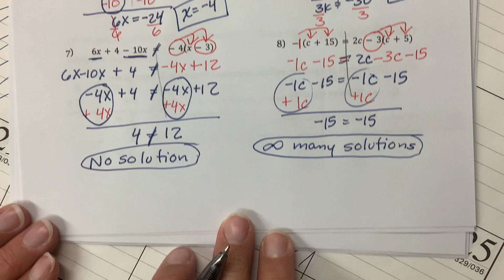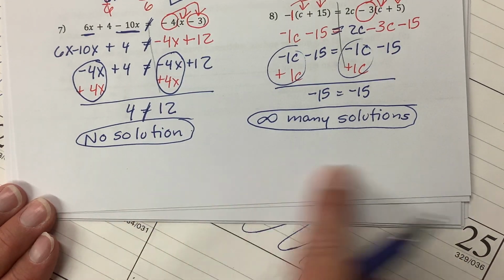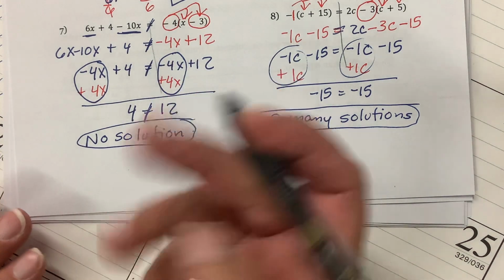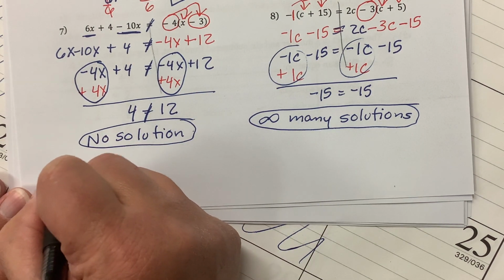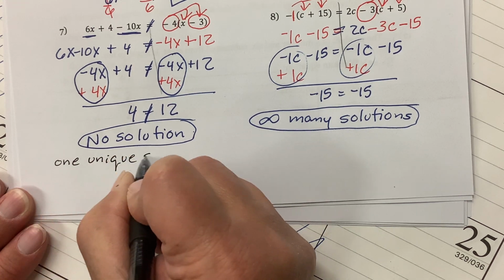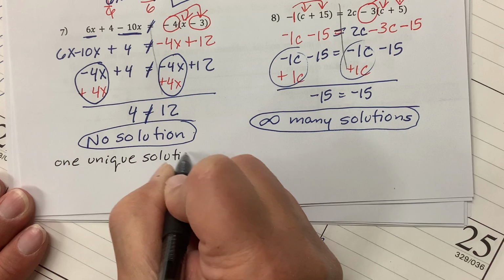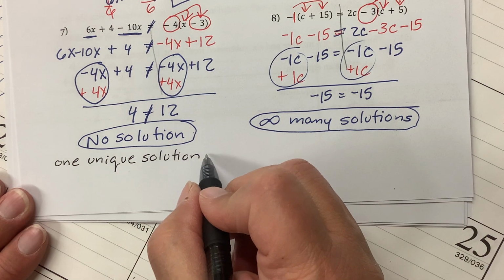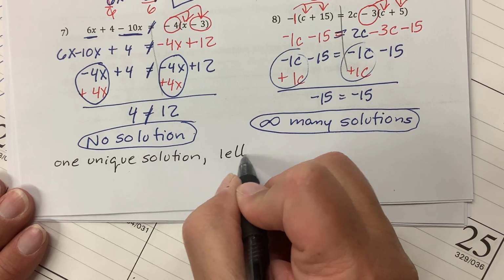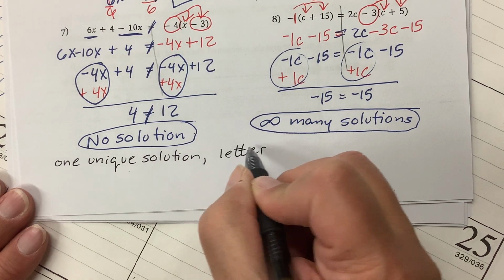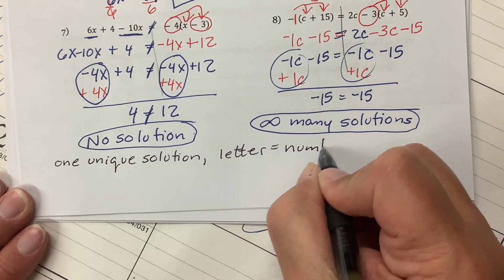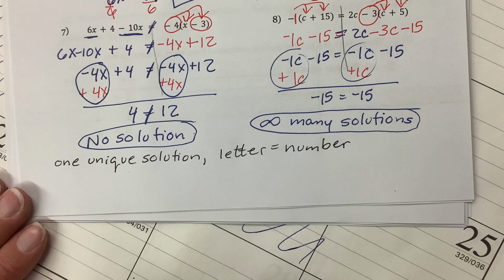All right, now I'm going to write a little note to self, something to study for the test. So, for one unique solution, that has a letter equals a number, or a variable equals a number. I'm just going to write letter equals number. Whenever a letter equals a number, that's one solution.